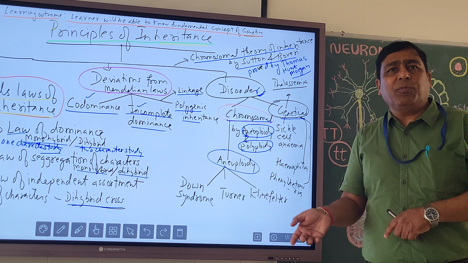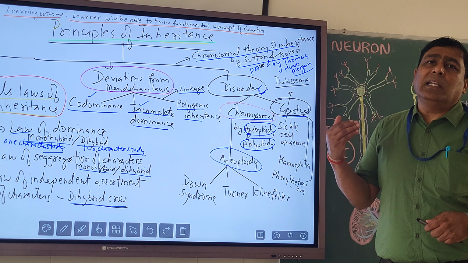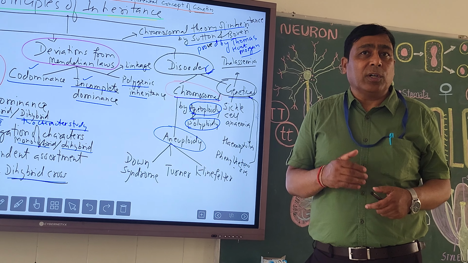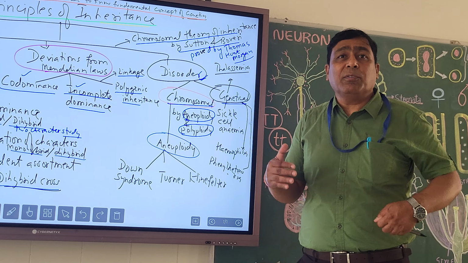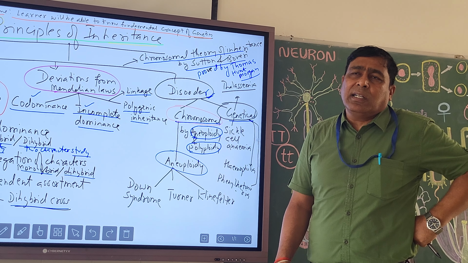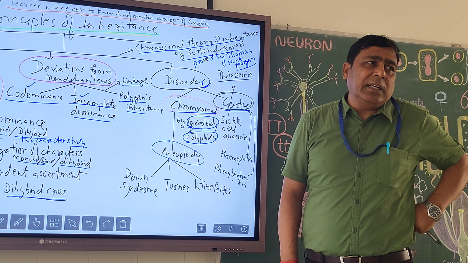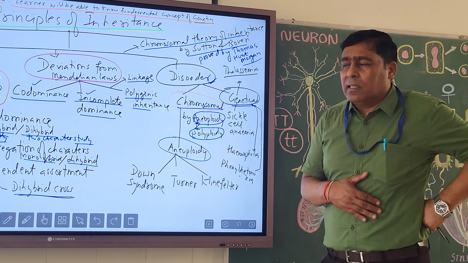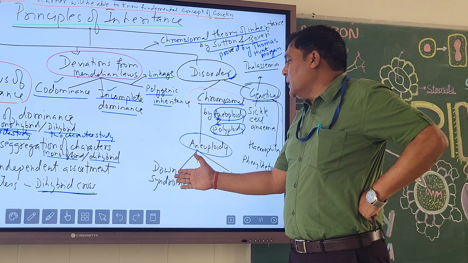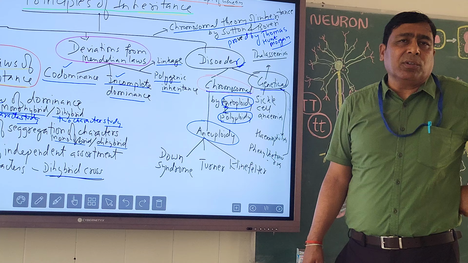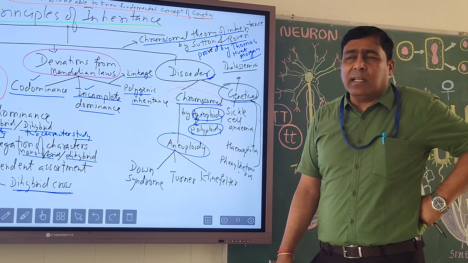If there are more than 46 chromosomes, then definitely there will be a disorder. If 47 chromosomes are there, there will be a disorder. If there are 45 chromosomes, there will be a disorder. So the chromosome number should be exactly 46. Now there is Down syndrome, Turner syndrome and Klinefelter syndrome. These all we are going to study again in the coming lectures.